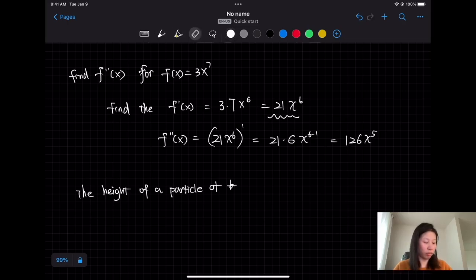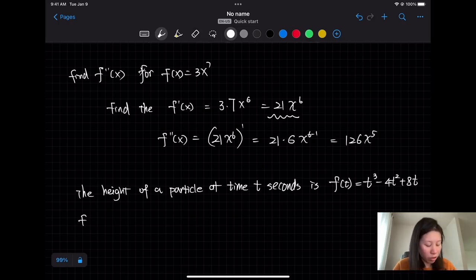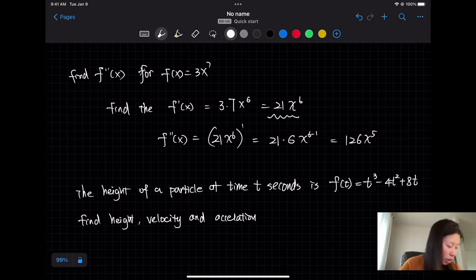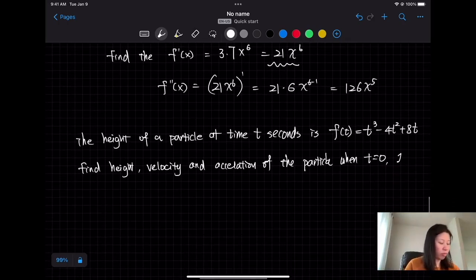Now an application problem, such as the height of a particle at time t: f of t equals t cubed minus 4t squared plus 8t. I want you to find the height, velocity, and the acceleration of the particle when t equals 0, 1, and 2 seconds.